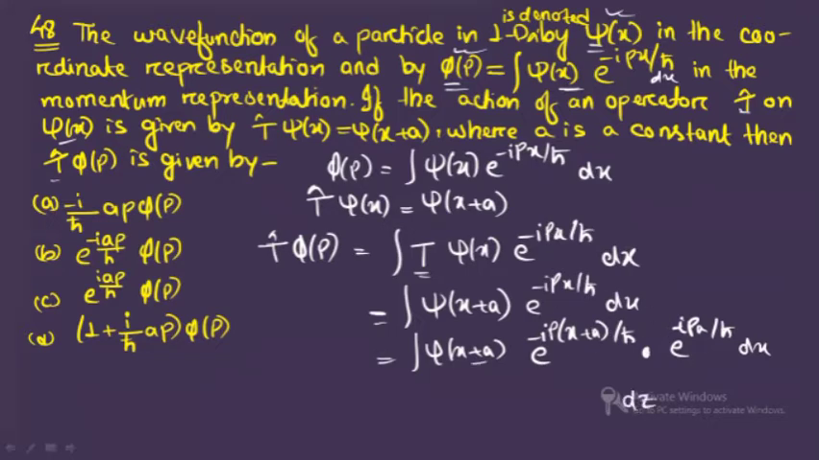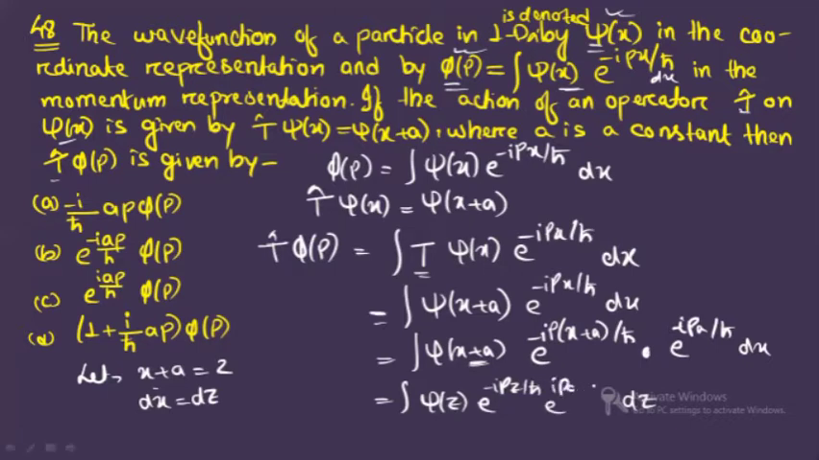Now in the next step, we will consider x plus a to be z. So if x plus a equals z, when we differentiate, we have dx equals dz, right? Now we replace x plus a by z. Then you have psi(z), this term becomes e to the power minus i p z by h cut, this term remains as it is, e to the power i p a by h cut, and this becomes dz.